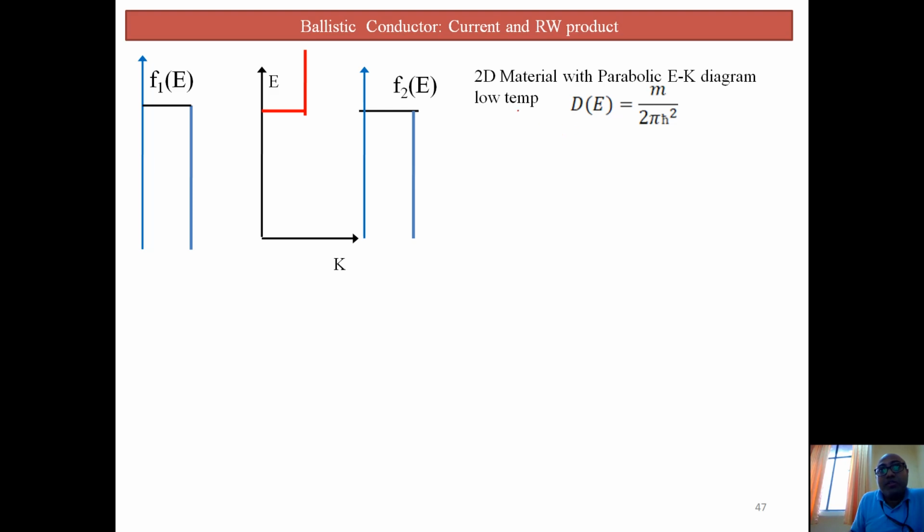Suppose you have a 2D material with a parabolic E-k diagram, which is the common case of a ballistic conductor. If you calculate the density of states, it looks like this. You calculated these things in your last semester, so I don't need to explain how you got it. In this case, you know the density of states.